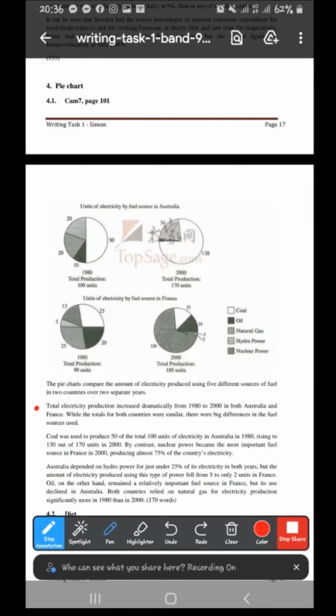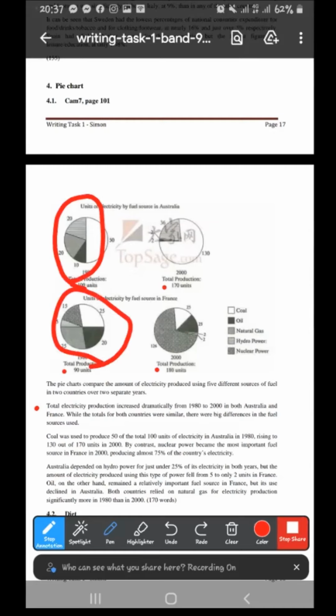Both the production units, as you can see, this one is 100. This one is 100 for Australia, and in France it's 90. And here in 2000, it's 170, and it's like 180. But you can see the fuel production. All right, the sources of fuel. These are the sources of fuel. So all this is shaded, isn't it? For instance, this one, it belongs to hydropower.